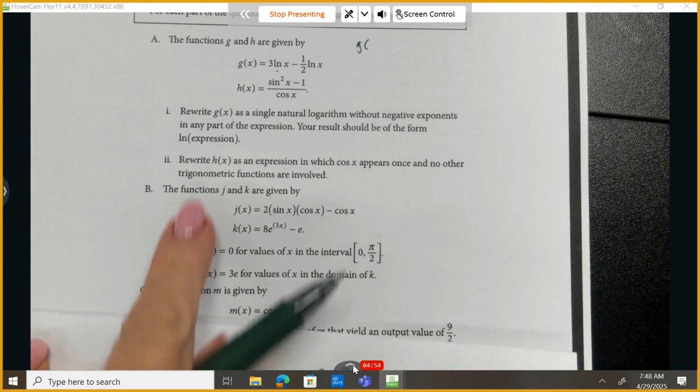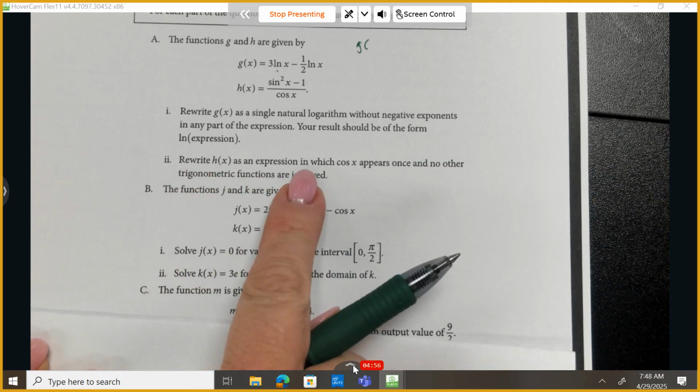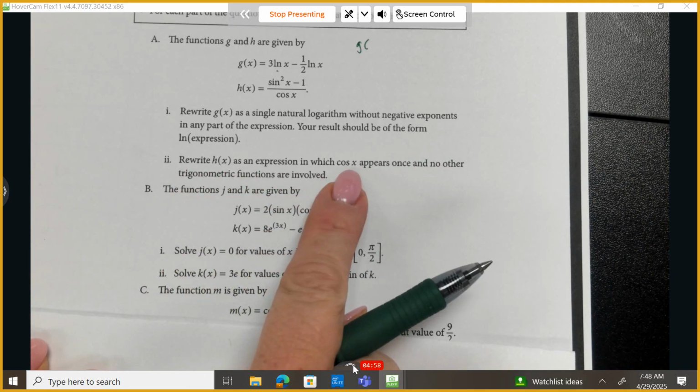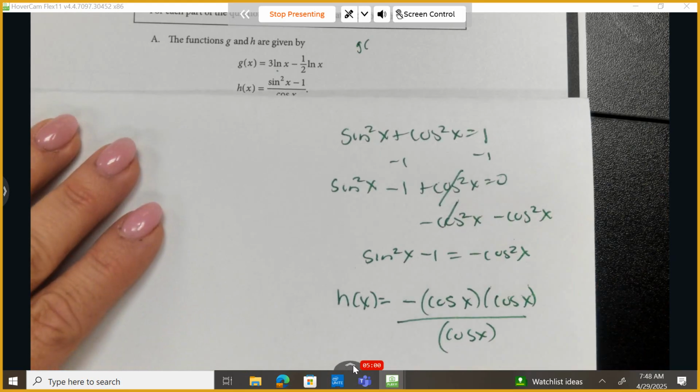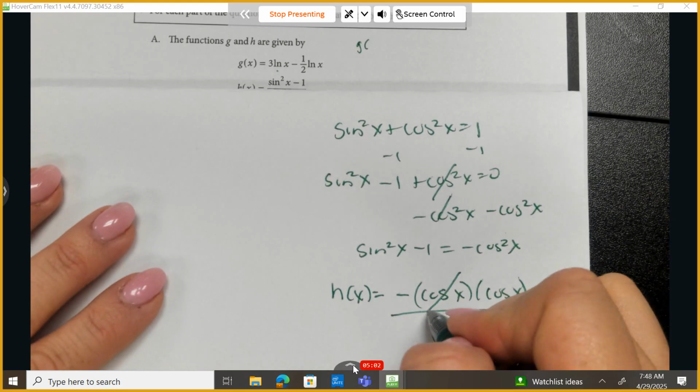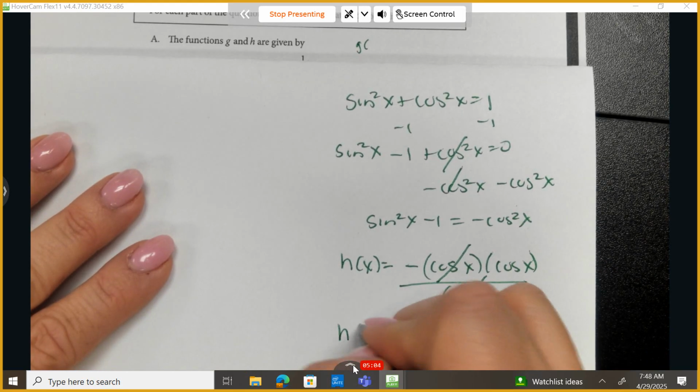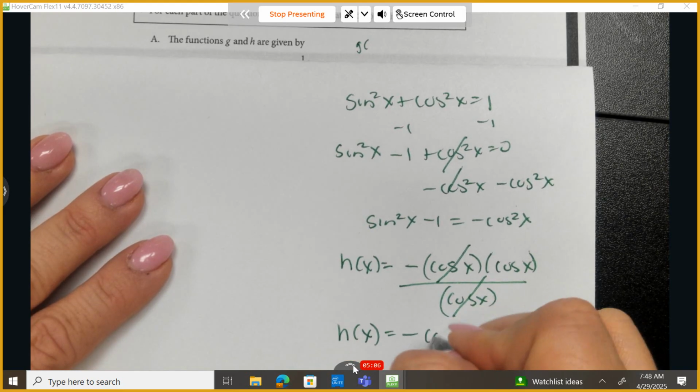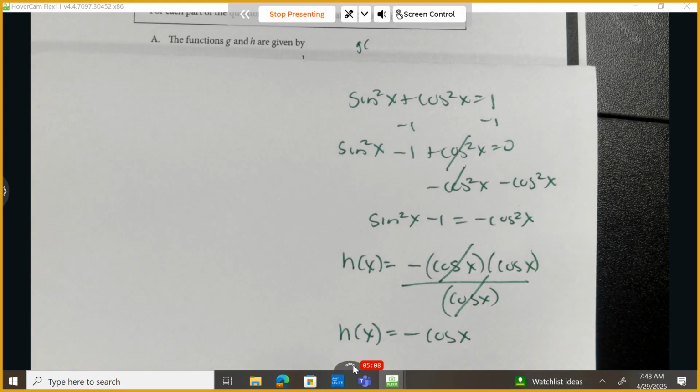My entire goal is to rewrite this expression with only cosine of x. So we want to put it in simplified form. These simplify down to 1, and before I can say I'm done, I need to talk about any restrictions.